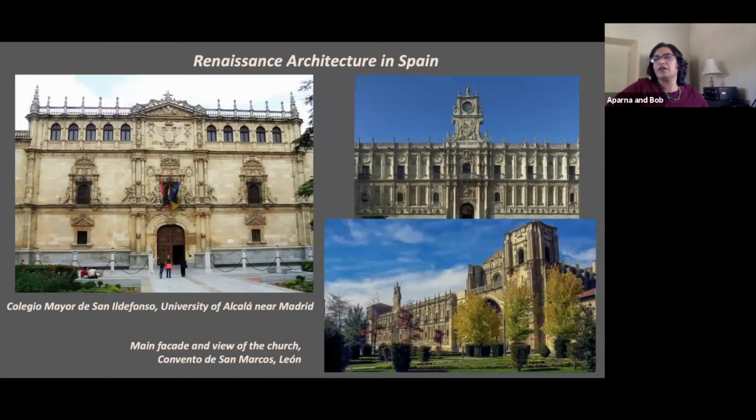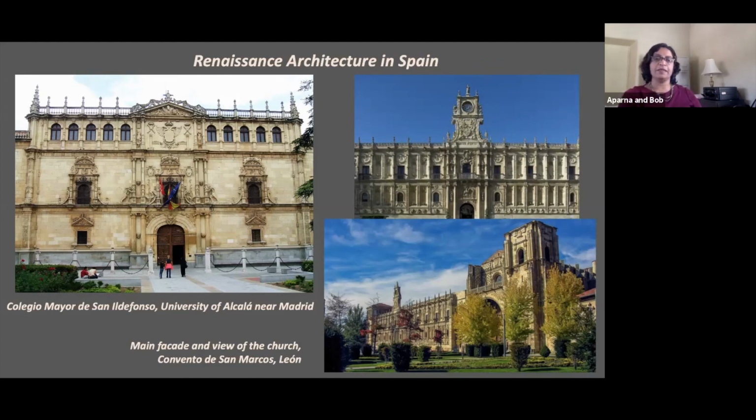After the Mudéjar, or in parallel, we had the Spanish Renaissance, and this refers to a movement emerging from the Italian Renaissance that spread to Spain during the 15th and the 16th century. Here we have a Renaissance facade of the Colegio Mayor de San Ildefonso at the University of Alcalá near Madrid, and also the main facade of the convent of Saint Marcus in Leon.